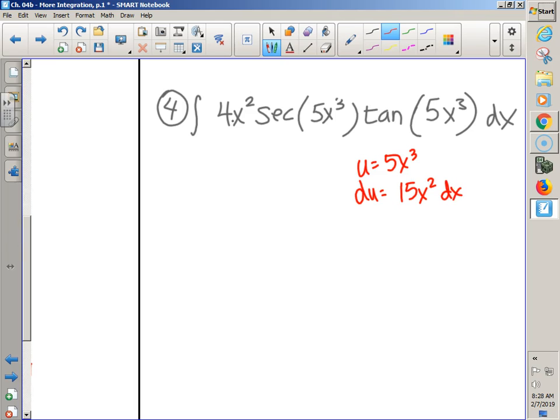Because the derivative of u is u prime. Another way of saying it, like dy dx is du dx. I'm just multiplying the dx on the other side. Why? Because I need to get rid of dx. So what am I going to do with this expression?